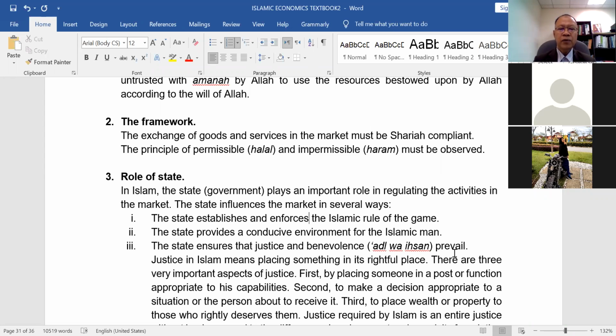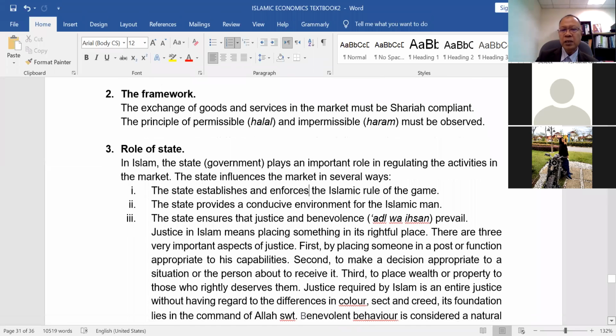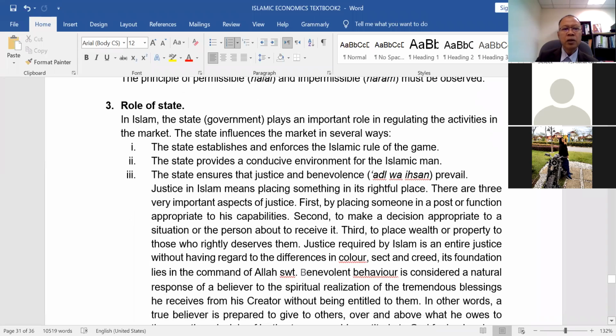What's the meaning of justice? Al-adlu. Justice in Islam means placing something in its rightful place. Letakkan sesuatu di tempat yang betul. Justice means placing something in its rightful place.